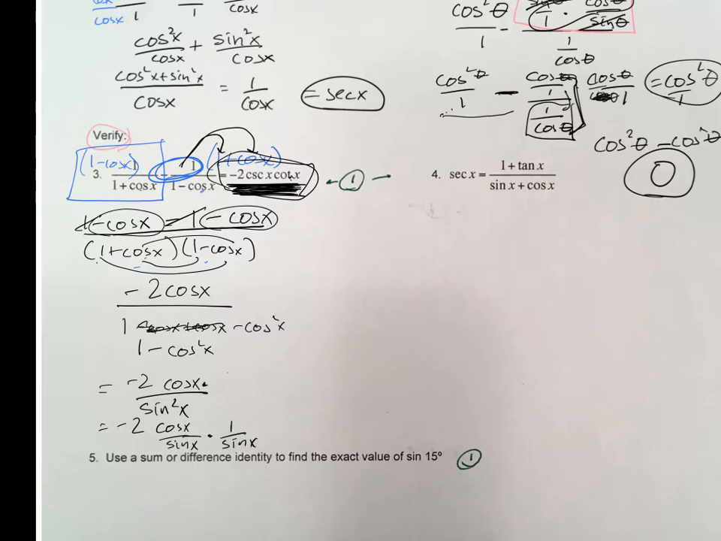The numerator is like this: negative 2 times cosine times 1. The denominator is sine squared, which is 1 times sine times sine. So if we think this through, we get negative 2. Cosine over sine is cotangent, and 1 over sine is cosecant. And that's finished.